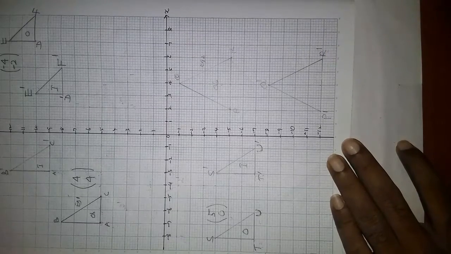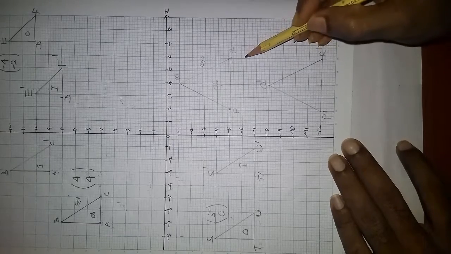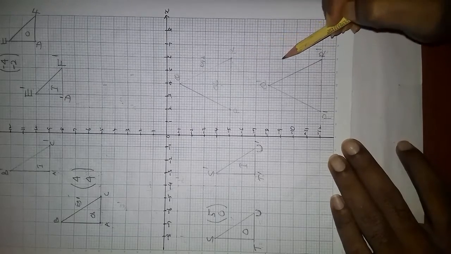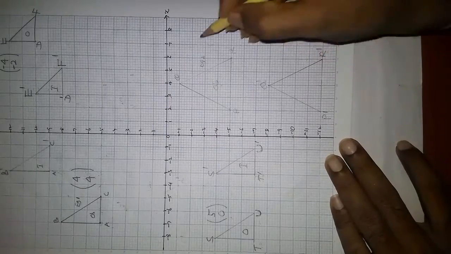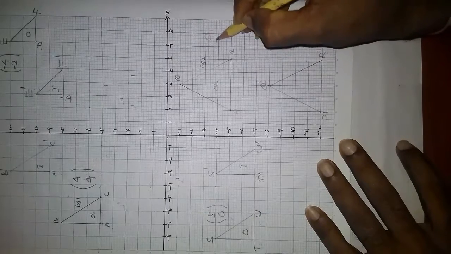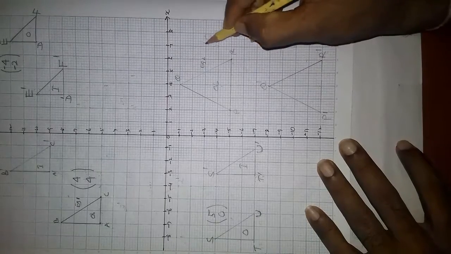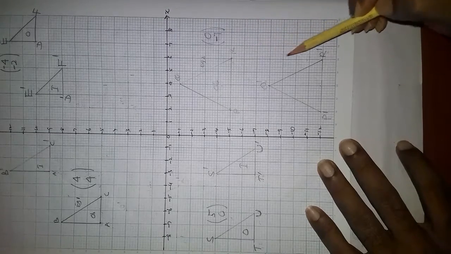Therefore no horizontal movement is necessary. Only vertical movement downward, which means negative. How many? 1, 2, 3, 4, 5, 6, 7. 7 units. There is no horizontal movement. Therefore horizontal movement is 0, vertical movement is negative 7.